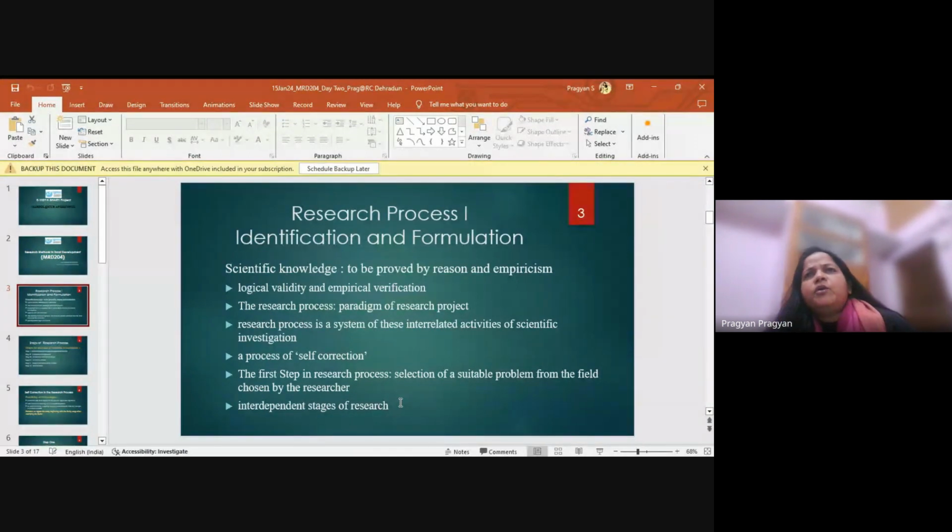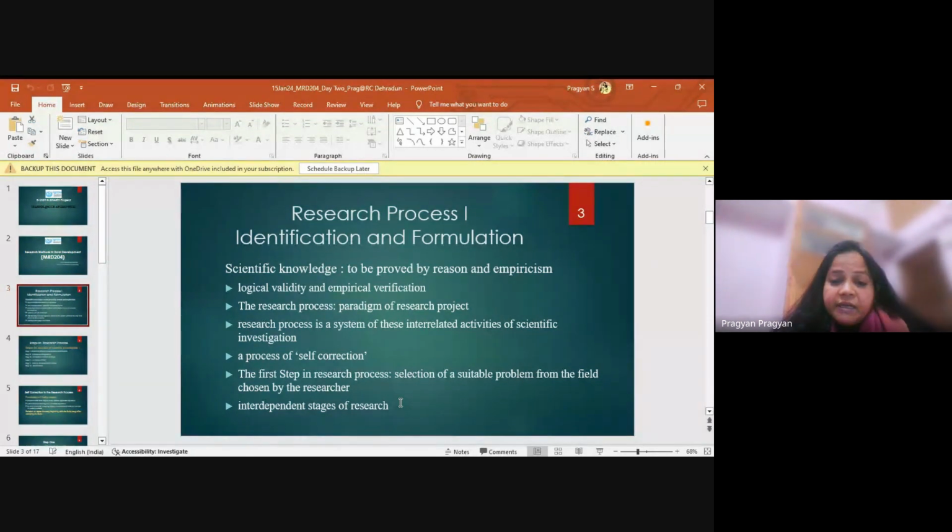Why? Because in graduation or post graduation, we study these things. All of us have been going through this process. So, what is the difference between a scientific study and something which we are reading? The second missing part, which is basically empirical verification.